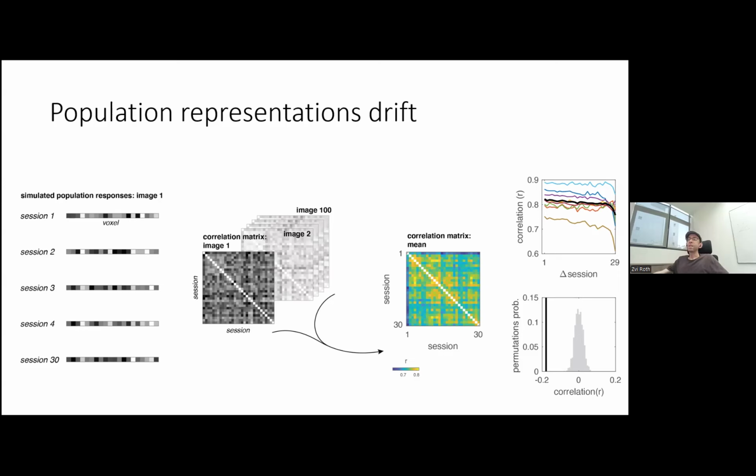Now, this raises an interesting puzzle. If the way V1 encodes visual stimuli changes continuously, how does the visual system maintain a stable perception of the world? So one suggestion I'd like to describe is that stable perception is maintained through relative similarities of population responses, which, it turns out, remain stable.